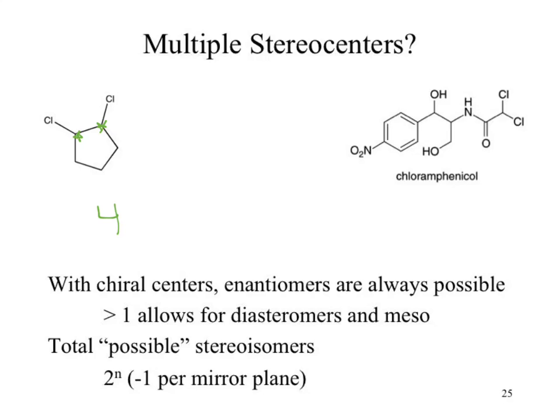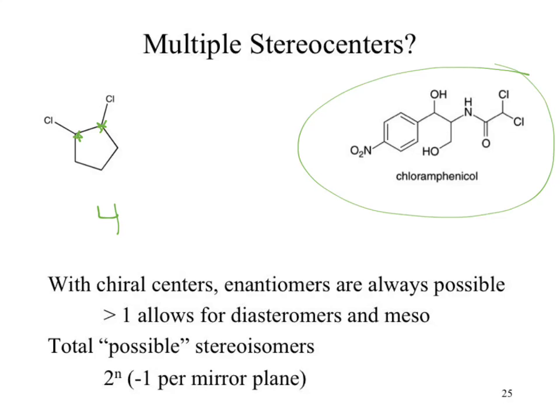Why do we need to throw that in there? One of those 4 that I drew was identical to the other one. So is it a unique stereoisomer? No. Okay? So every time you have an internal mirror plane, you would have to subtract 1. Okay? That can become complex, but let's cheat and look to a quick example here.